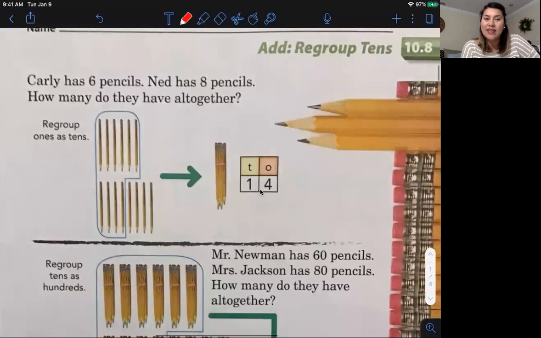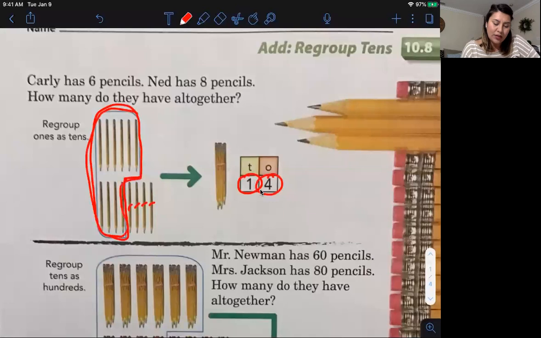Adding to regroup in the tens. Carly has 6 pencils. Ned has 8 pencils. How many do they have all together? That means you add them. Well, there's 6 up here and 8 down here. They got them and made a 10. So we have 10, and now we have 1, 2, 3, 4 in the ones room. Do you see that? So there's 14. Now we get these 10 that we already circled here and we make them a bundle. They become the little group of 10. They're ones over here and then they become a 10. You see how we did that?